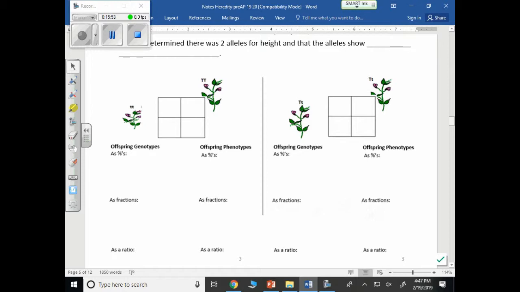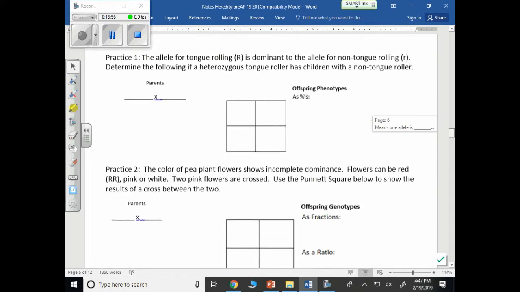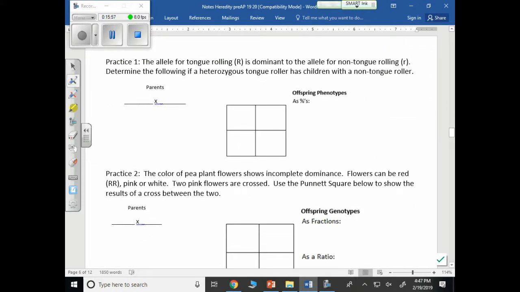Now we're going to look at some typical genetic problems. We're going to use some Punnett squares. The trick to this is you have to read your problems very carefully and figure out what the parents are going to be. And if you mess up a single parent, then all this work's going to be for nothing. So we want to make sure we start correct.